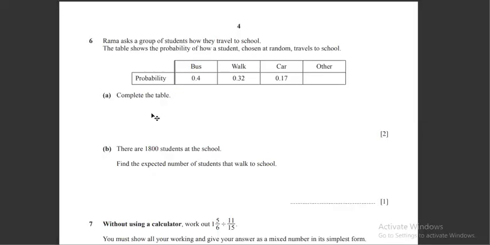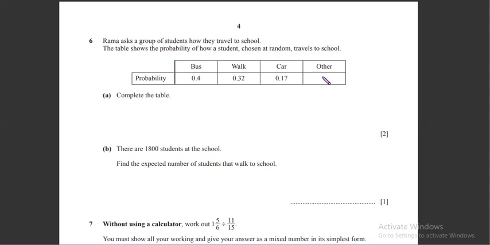Question 6 is a probability question. The table shows the probability of how a student chosen at random travels to school. So they travel by bus, they walk to school, travel by car, and there are other means of transport as well. Then you need to complete the table. To complete the table, when it comes to probability, all these values as decimals will make a total of 1.